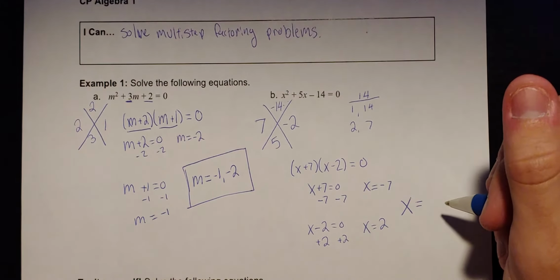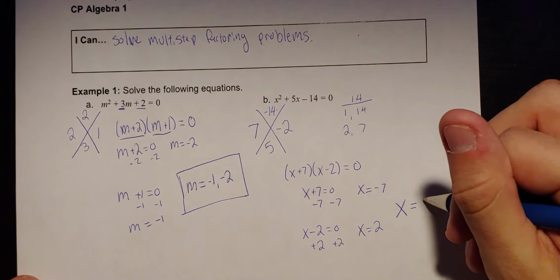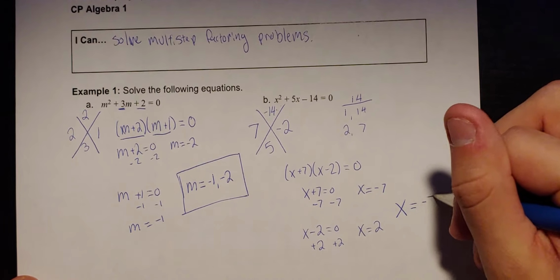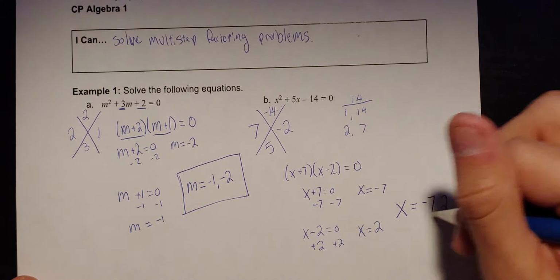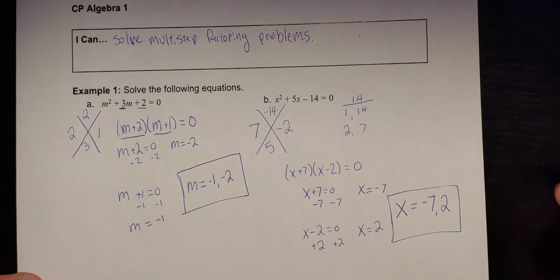So just to rewrite my answer a little bit neater, this is my personal preference, x equals negative 7, comma 2. And then there we go.